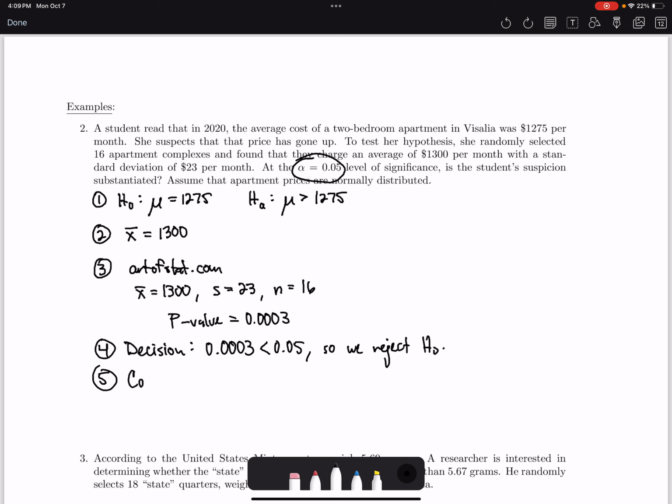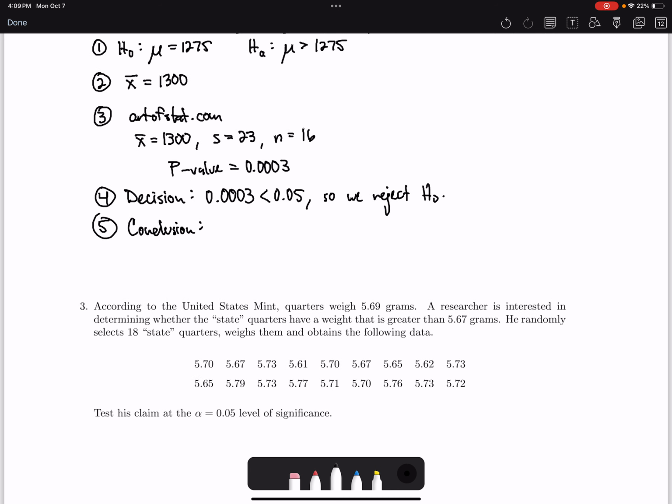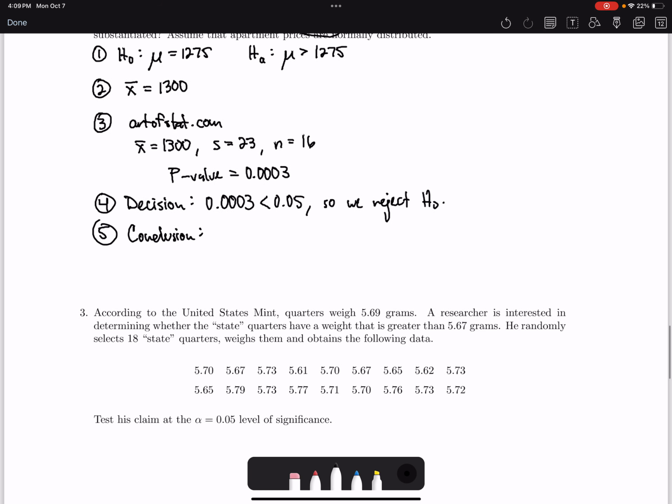And then finally, we can write out a conclusion. Okay, so our conclusion should say something like, there is sufficient evidence, right? We're rejecting the null hypothesis. We're rejecting the null hypothesis in favor of the alternative. So we'd say there is sufficient evidence to indicate that the mean price of a 2-bedroom apartment has increased, right?